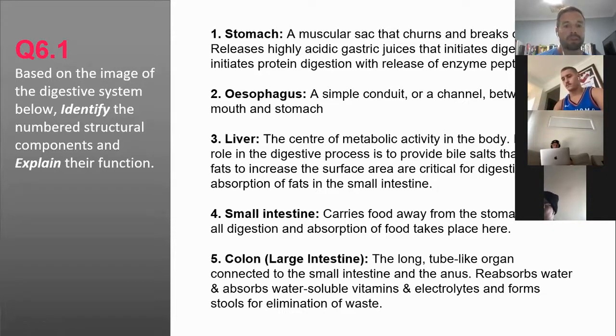Now number 3 is the liver. The liver plays a really important role in digestion. The major role of the liver in digestion is to produce something called bile, B-I-L-E. Bile is a salt, and what bile helps us to do is break down fat. So the liver produces bile, which gets released when you eat a fatty meal to help break down fats.